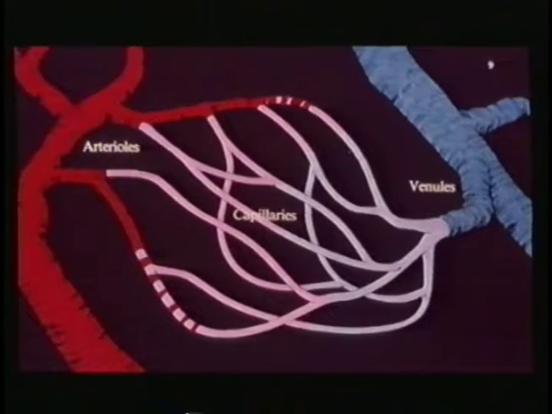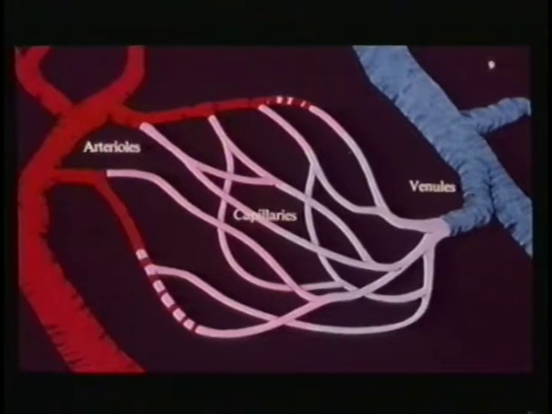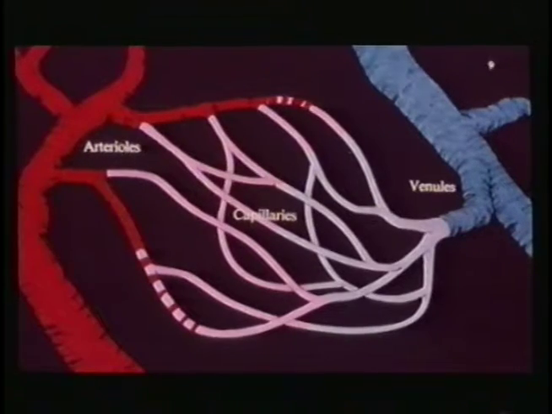9. The terminal vessels of the microcirculation consist of the arterioles, capillaries, and venules. In the broadest terms, the arterioles are responsible for flow control. The capillaries are responsible for exchange between blood and tissue, and the venules act as collecting vessels and volume reservoirs.